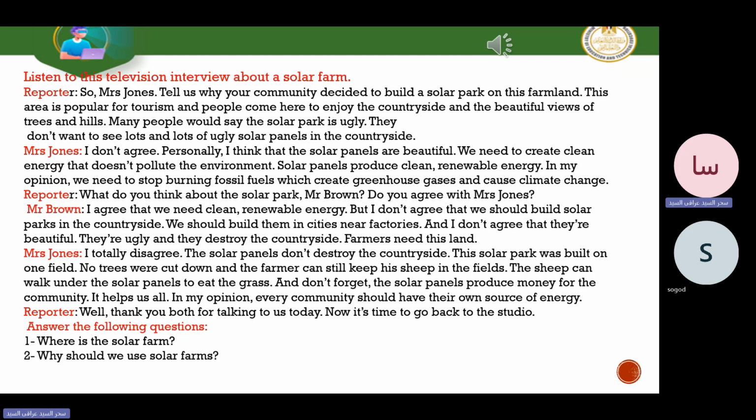I don't agree. Personally, I think that the solar panels are beautiful. We need to create clean energy that doesn't pollute the environment. Solar panels produce clean, renewable energy. In my opinion, we need to stop burning fossil fuels, which create greenhouse gases and cause climate change. What do you think about the solar park, Mr. Brown? Do you agree with Mrs. Jones? I agree that we need clean, renewable energy, but I don't agree that we should build solar parks in the countryside.